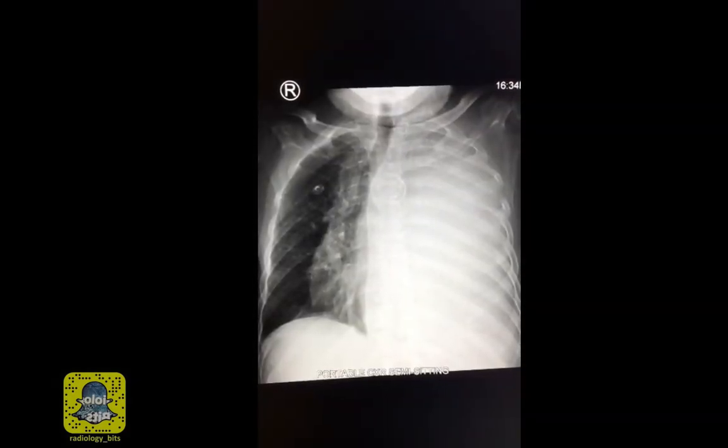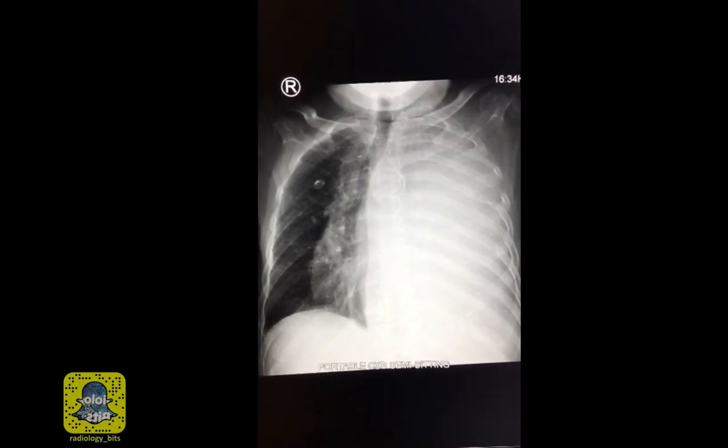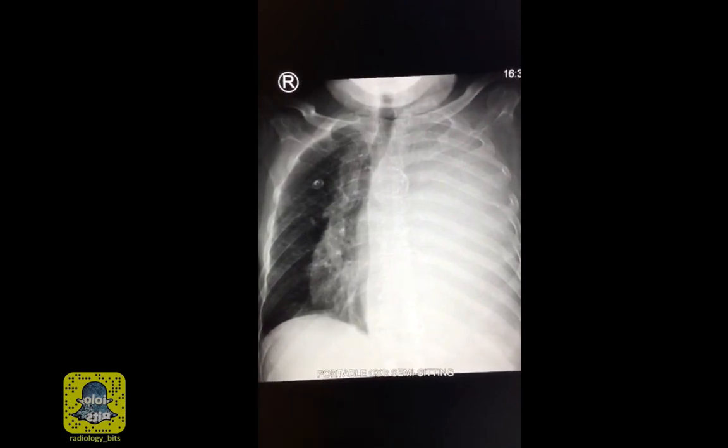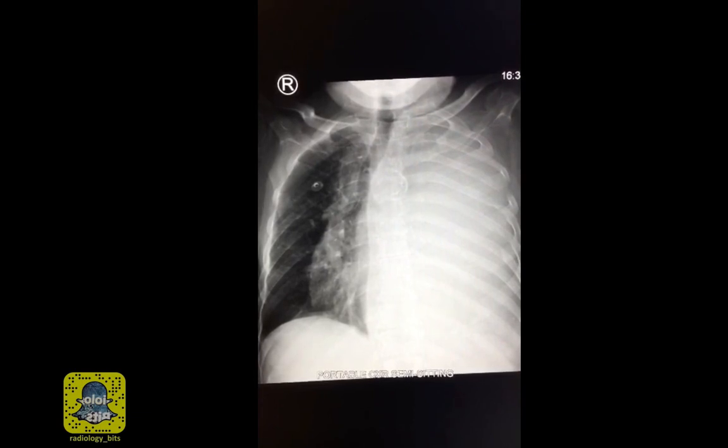This is a chest X-ray on a 58-year-old male patient. This case has several teaching points for interns, students, and junior residents. And it has a very important teaching point for senior residents at the end.